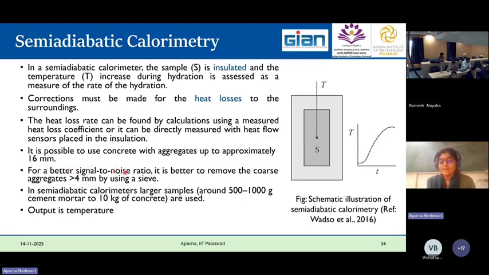And to have a better signal to noise ratio, we can remove coarse aggregates. Still, we are actually measuring the reaction kinetics of the concrete through the hydration rate of cement, so the other materials are kind of inert. So you can remove your aggregates for better signal to noise ratio and then understand the temperature increase of your sample. And in semi-adiabatic calorimeters, as I said earlier, we can really use larger samples, and the output over here is temperature with respect to time, as shown in this schematic.